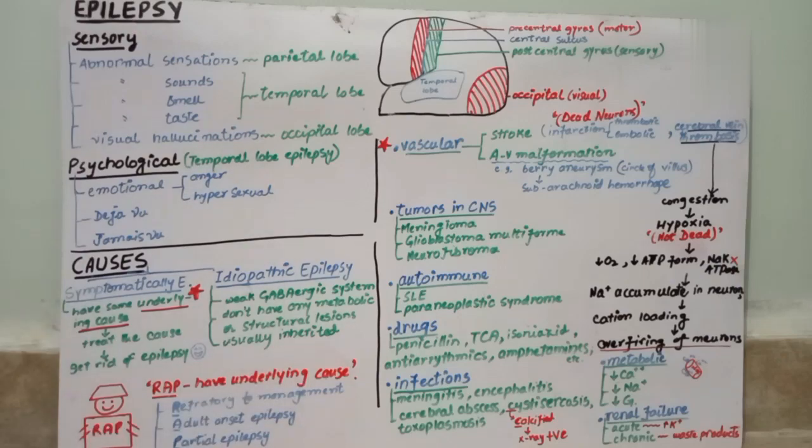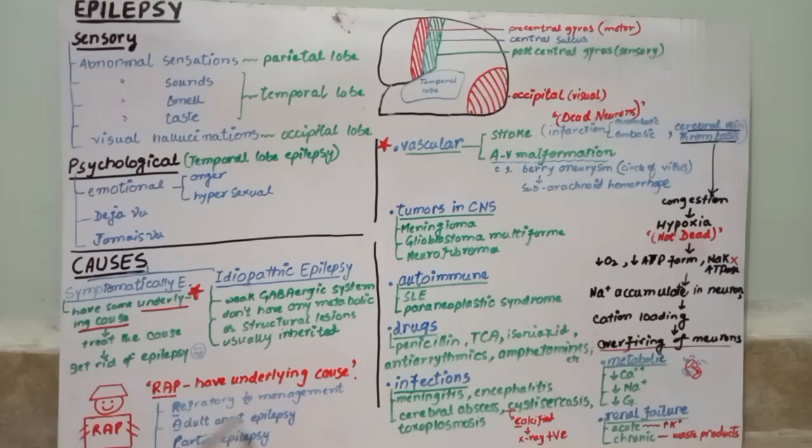Say for example, a patient is having epileptic attacks, you are giving the anti-epileptic drugs, and the patient does not get rid of the seizure attacks. It means it is refractory to management. It means he or she has some underlying cause. That's why the epileptic attacks are not managed by just anti-epileptic drugs. In case of adult onset epilepsy, most of the time it is due to an underlying cause. So if we treat the cause, we can get rid of the epileptic attacks.